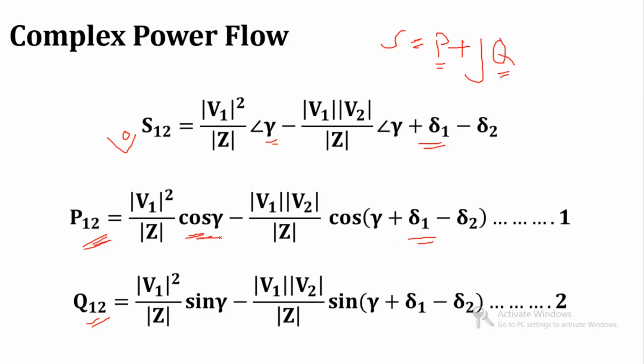Here we take the cosine of the angle of complex power. Now Q12 is given by mod V1 square by mod Z sin gamma minus mod V1 mod V2 by mod Z sin gamma plus delta 1 minus delta 2. That is the sine of the angle of complex power, that gives us the value of reactive power. So this is the way that we can find out the value of active power and reactive power from complex power.